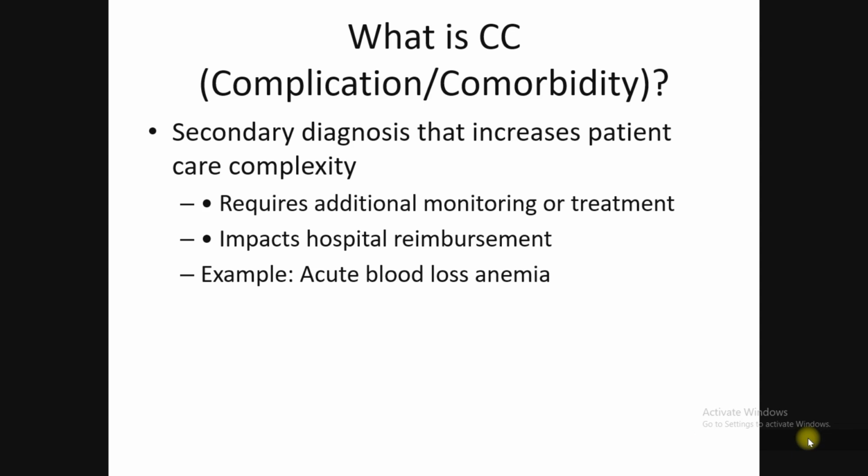So CC is a secondary diagnosis which will increase the patient's care complexity. If the patient has a complication or comorbidity which requires additional monitoring or treatment, it will impact the hospital reimbursement. The most common example for CC is acute blood loss anemia. As we have discussed, CC and MCC are secondary diagnoses which will impact the DRG of the primary diagnosis.